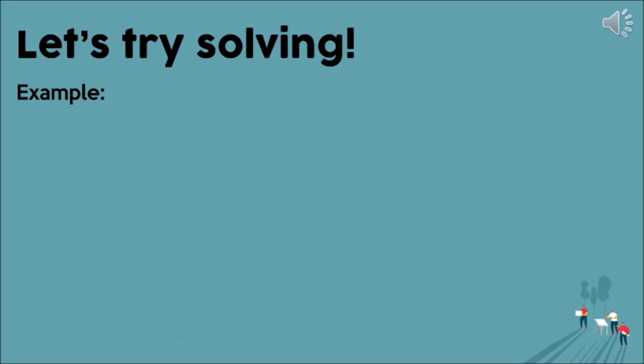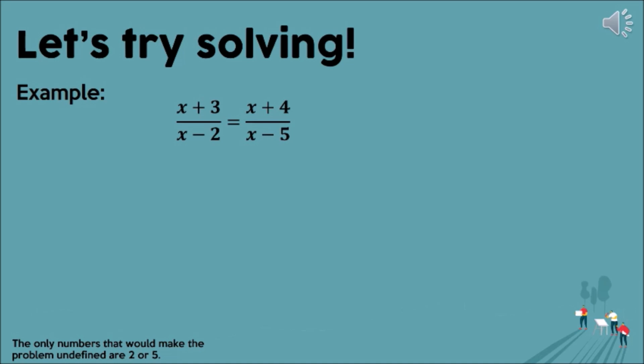Now our second example, x plus 3 over x minus 2 is equal to x plus 4 over x minus 5. Now our restrictions would be 2 and 5, therefore x is not equal to both 2 and 5. The best way to approach this problem is to cross-multiply. So x plus 3 times x minus 5 is equal to x minus 2 times x plus 4.